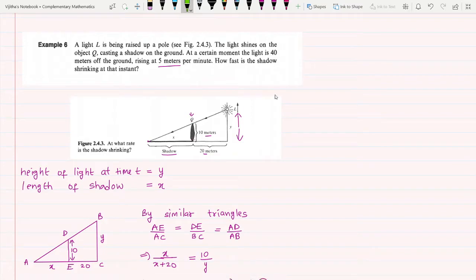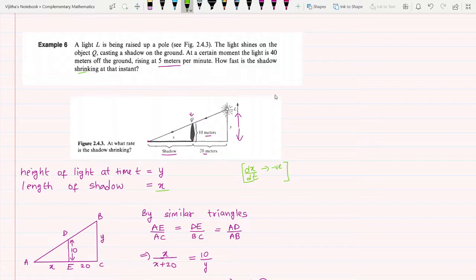It means that if we have taken the length of the shadow to be x, we have to find dx by dt. And it will be a negative quantity because it is shrinking. Because the shadow is shrinking. If the shadow is expanding, it will be a positive quantity. So dx by dt will be a negative quantity, which implies that it is shrinking.